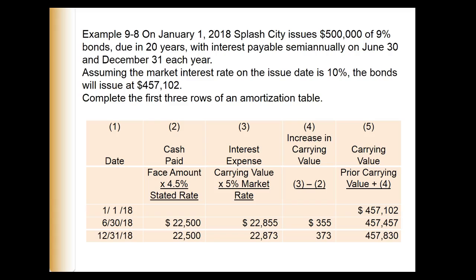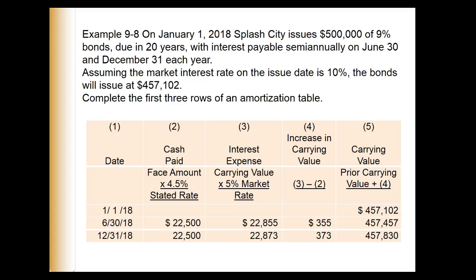Next, the cash paid is going to be the same amount, but the interest expense is going to be the new carrying value times the market rate of interest. So the $457,457 times the 5% rate per period is $22,873. Now, the difference between column 3 and column 2 is $373. That amount will get added to the carrying value.